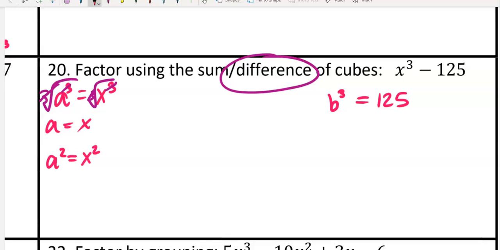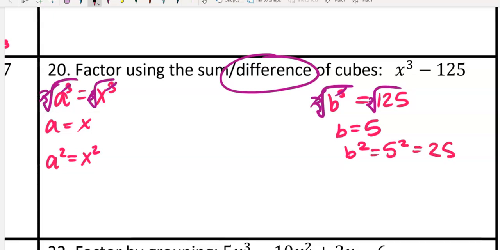Easy enough. Now we have the cube root of b cubed and the cube root of 125. The cube root of 125 is 5, because 5 times 5 is 25, times 5 is 125. So 5 times 5 times 5, 5 cubed, is 125. So now our b squared is going to be 5 squared, which is 25. We're going to be using these terms for the formula.